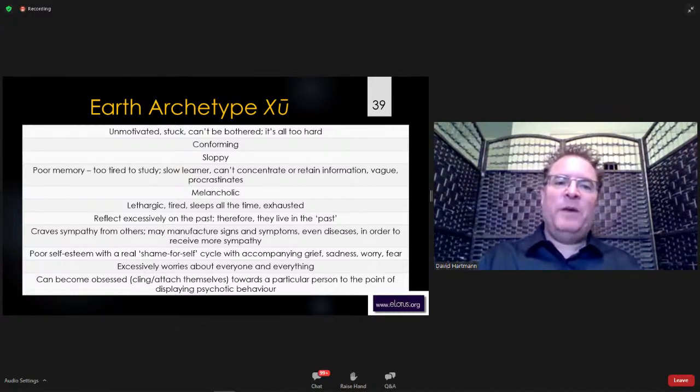They crave sympathy from others, may manufacture signs and symptoms, even diseases, in order to receive more sympathy. Interesting. These patients are incredibly difficult to treat because they need their disease.